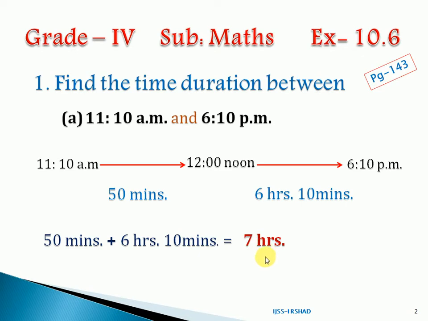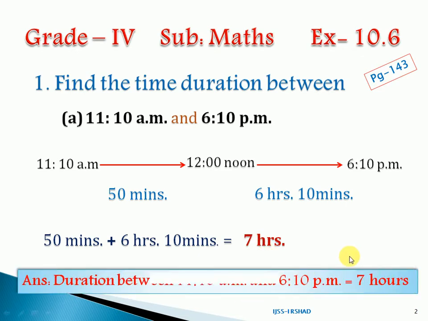So this is the time duration. This is your answer. You can write your final answer below like this: Duration between 11:10 a.m. and 6:10 p.m. is equal to 7 hours. Hope you have understood. Again I am telling you how we have added this here.